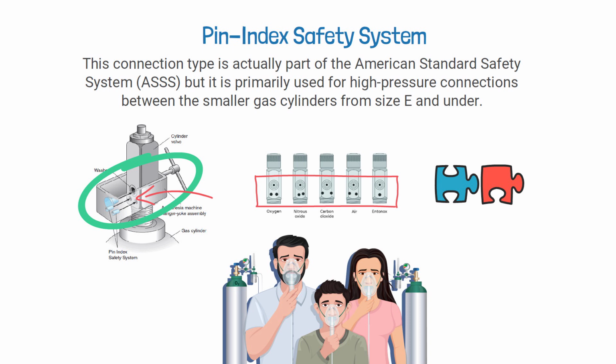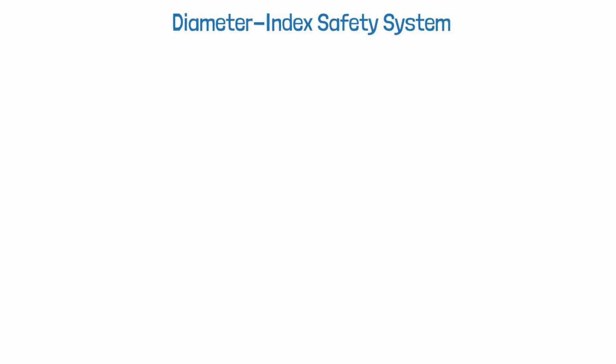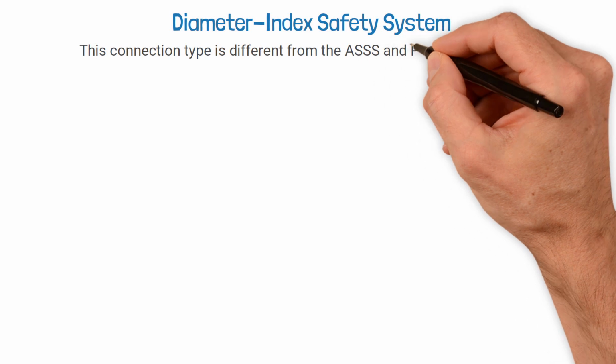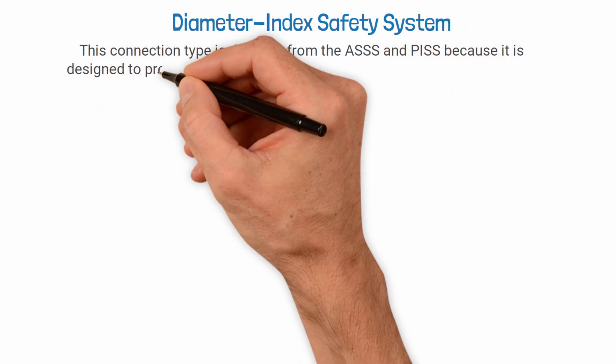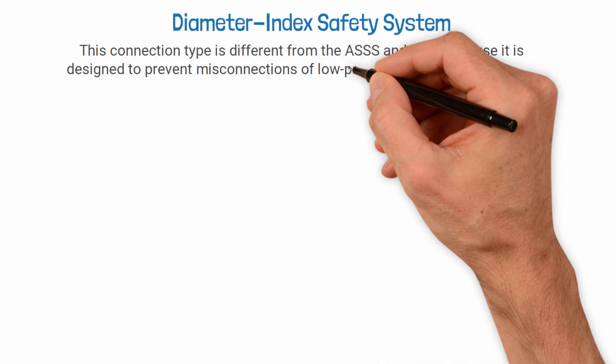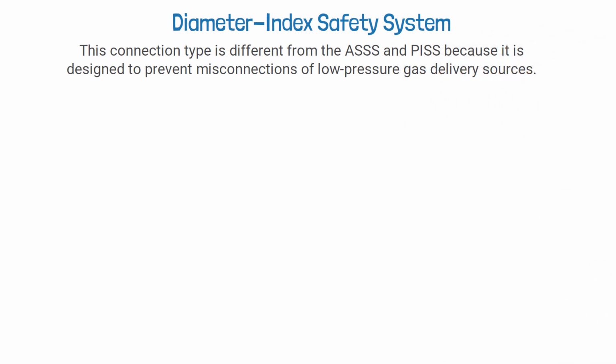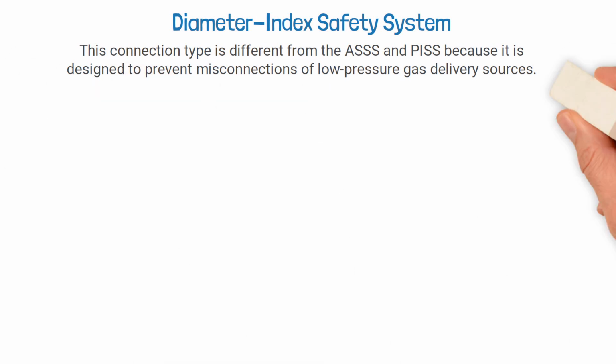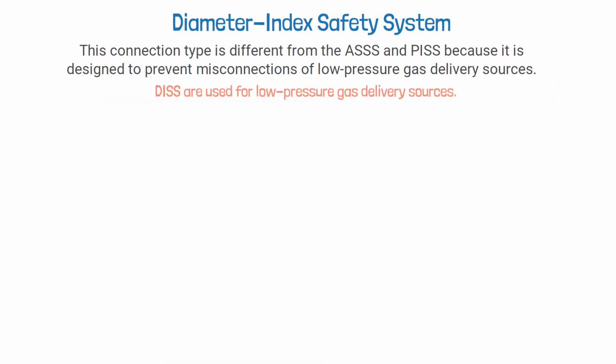Then we have the DISS system, which stands for Diameter Index Safety System. This connection type is different from the ASSS and PISS because it is designed to prevent misconnections of low-pressure gas delivery sources. Just to give a reminder, the American and Pin Index Safety Systems are used for high-pressure gas delivery sources. The Diameter Index Safety System is used for low-pressure sources.